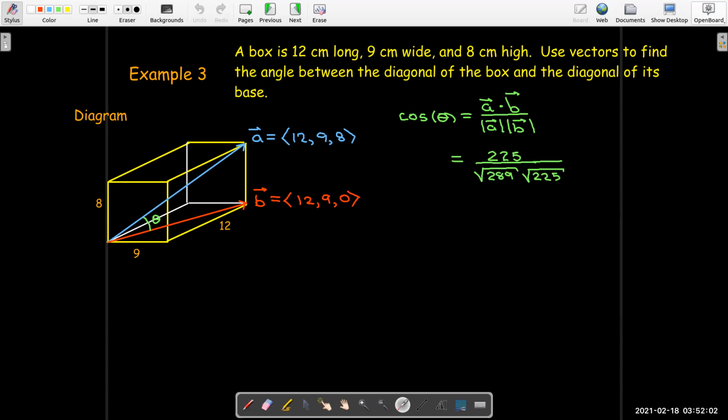And you can see here that, well, first of all, this simplifies. Radical 225 is going to be 15. Radical 289 is 17. And 15 goes into 225 15 times. So we're left with cosine of theta is 15 over 17. So my exact answer would be theta is inverse cosine of 15 over 17. But taking out my calculator, that tells me it's about 28.1 degrees.